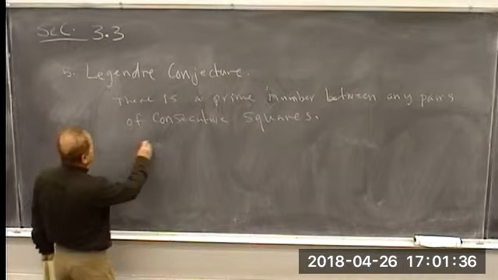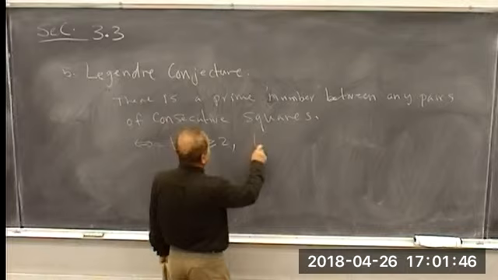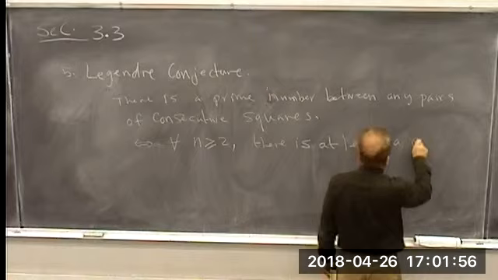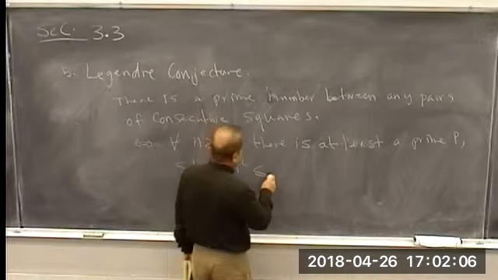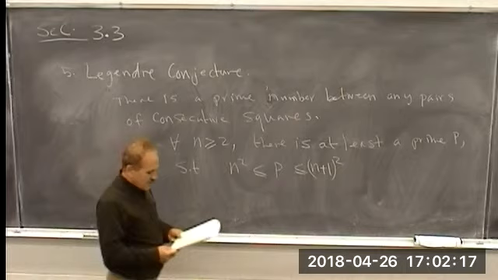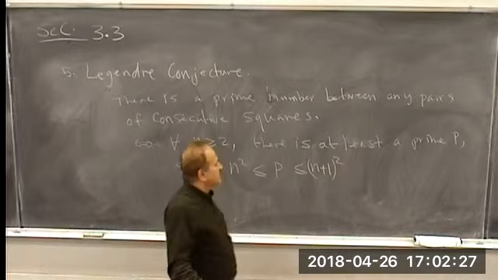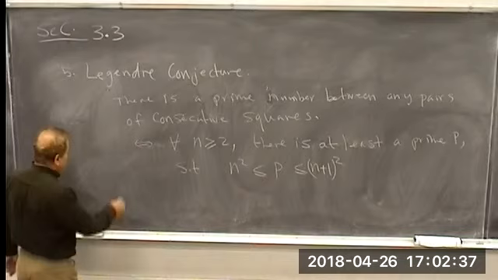For every n bigger than or equal to 2, there is at least a prime p such that p is between n squared and (n plus 1) squared. Alright? Always there is this. In fact, this conjecture has again been verified for very, very large values, and all results support that yes, there is at least one prime. With a slight modification of this, in fact, it has been proven. It is a theorem.